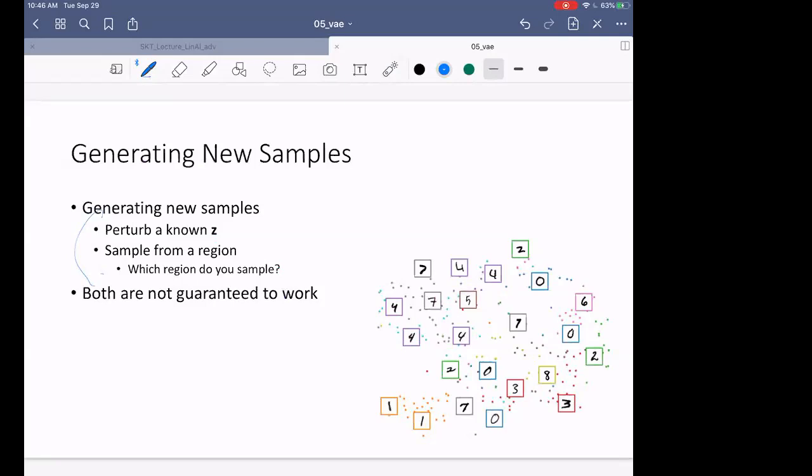If you have any other ideas how to use the trained autoencoder to generate new samples, you can share that with everybody. These two are all I got. I didn't spend too much time thinking about it, but yeah, all right, I'm going to move on.